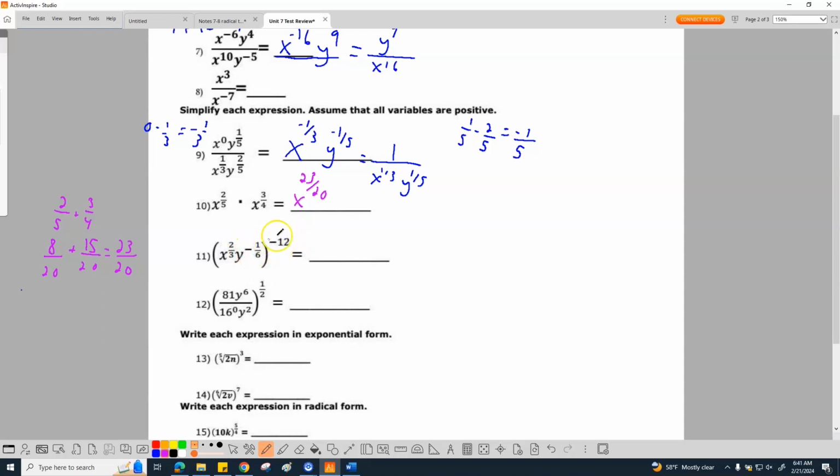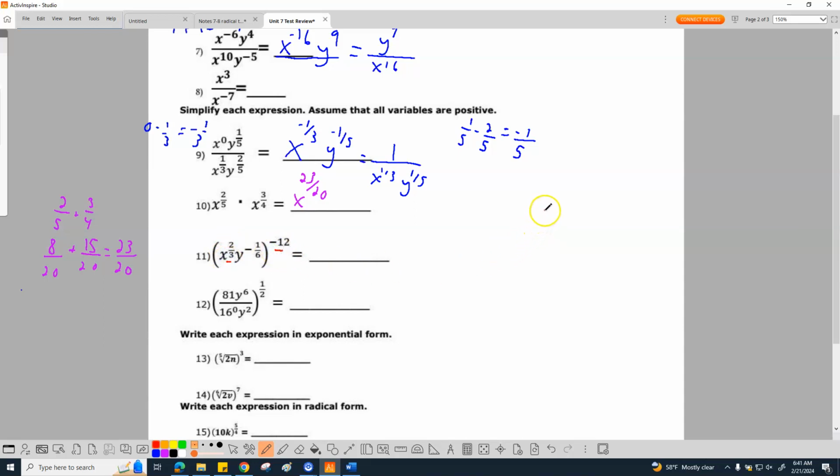This one is a little fun right here. This is bringing this up to the negative 12. This looks scary, but let me switch ink to red, and let me solve this one. What's the rule for this? This is an exponent raised to the power of another exponent. So you're going to multiply. You're going to multiply the 2/3 and the negative 12.